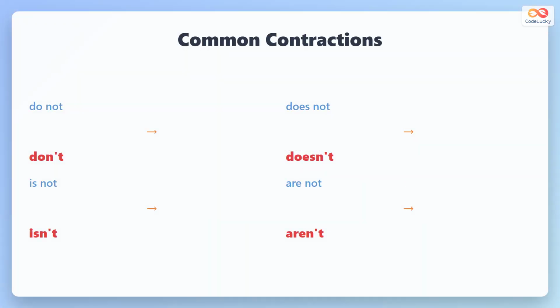In spoken English, we combine do not into don't. Does not becomes doesn't. Is not becomes isn't. Are not becomes aren't. Contractions make negative sentences shorter and more natural to say.